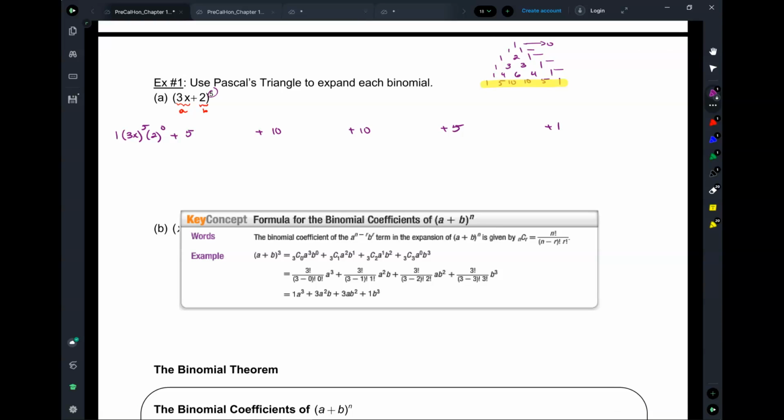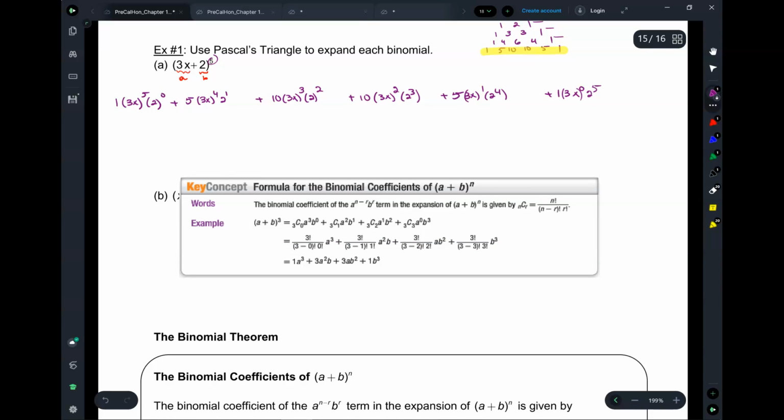Just fill them in. And now it's going to be 3x to the 4, 2 to the 1, 3x cubed, 2 to the 2, 3x squared, 2 to the 3, 3x to the 1, 2 to the 4, 3x to the 0, 2 to the 5. So at each step, the exponents add up to 5. And now you have to simplify this.